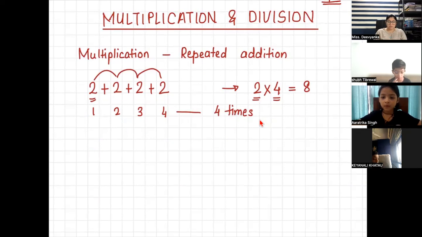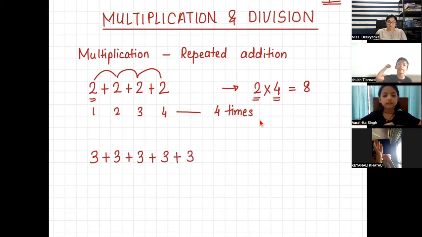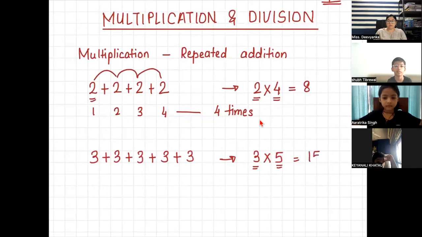Let's say I have the number 3 and I'm adding number 3 5 times. Then this will become 3 into 5 because I am adding the number 3 5 times. So the answer is going to be 15. Why? Because 3 plus 3 is 6. 6 plus 3 is 9. 9 plus 3 is 12. And 12 plus 3 is 15. Hence, your answer is 15.